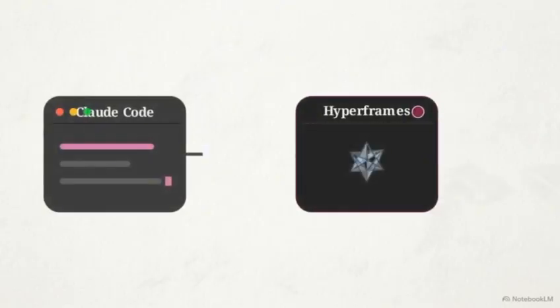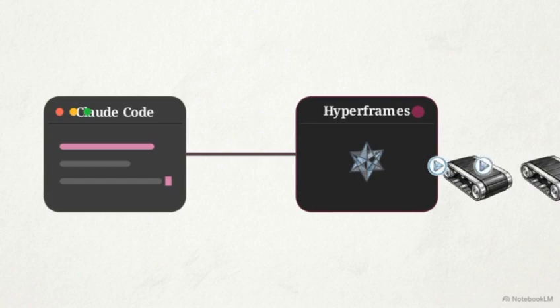We accomplish this using two specific tools. Claude Code acts as the autonomous agent writing the instructions, and an open-source tool called Hyperframes serves as the rendering engine to turn that code into video.